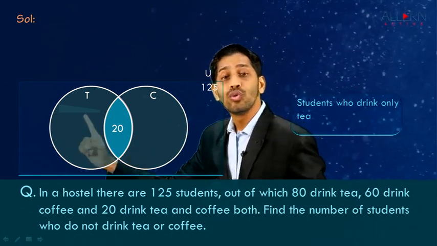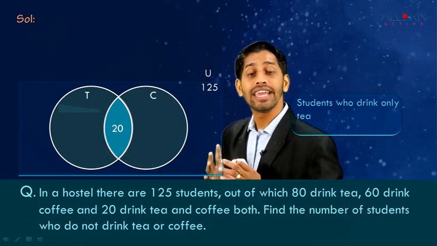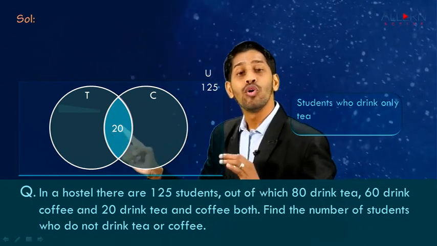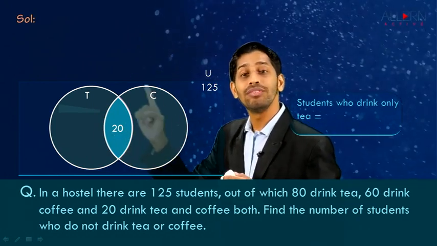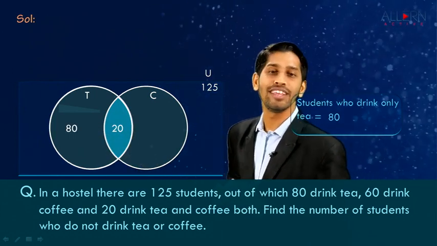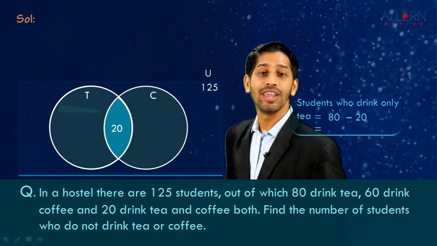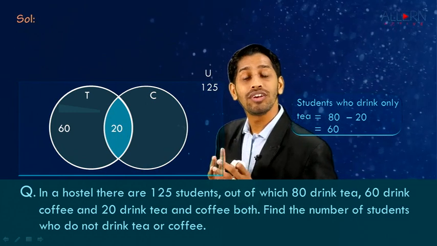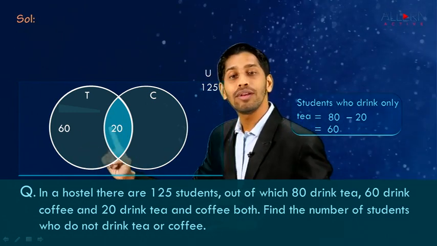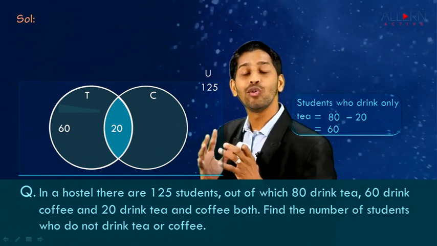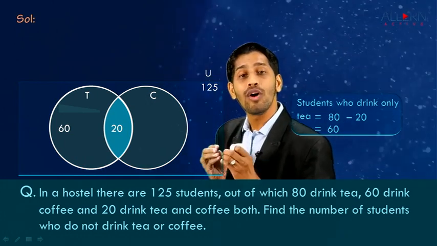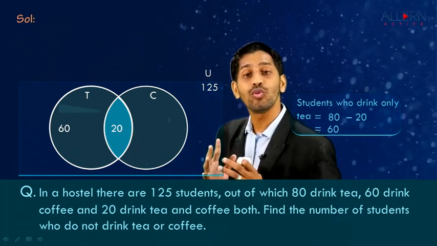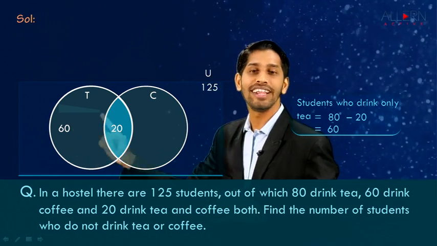So students who drink only tea, that means initially it was 80, but out of 80, 20 students are those who drink coffee also. That means from this 80 we have to subtract this 20. So 80 minus 20 gives us 60. That means we have to write 60 over here. So if you observe this circle T, it is 60 plus 20, 80 only. 80 are those students who drink tea, but out of 80, 20 drink coffee also. So if you talk about only those students who drink tea, it will be 60, that is 80 minus 20.